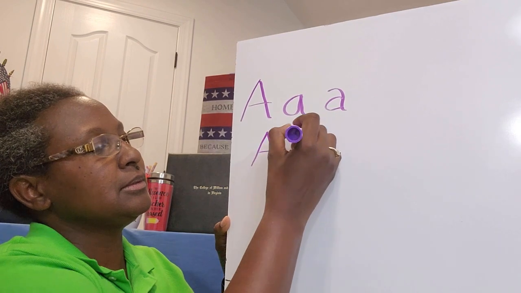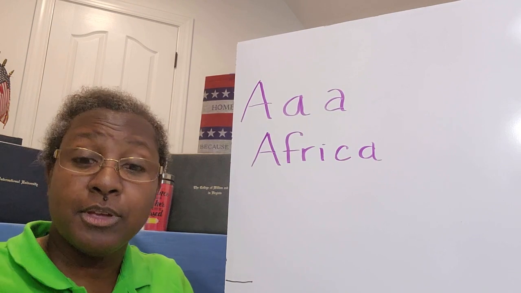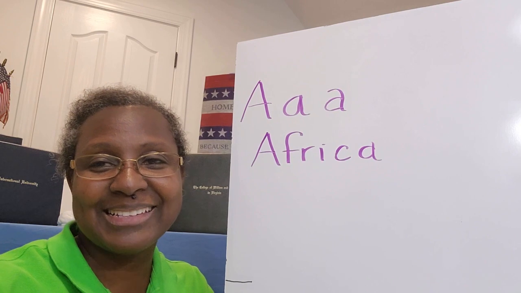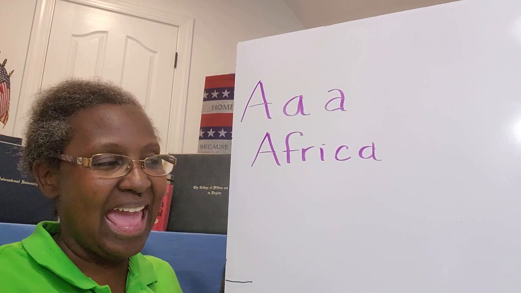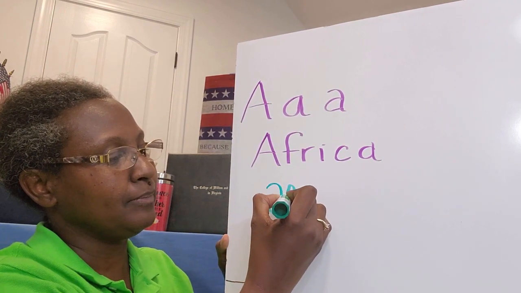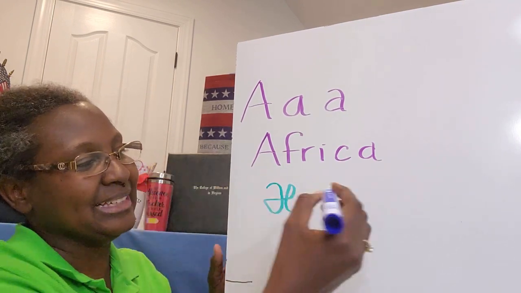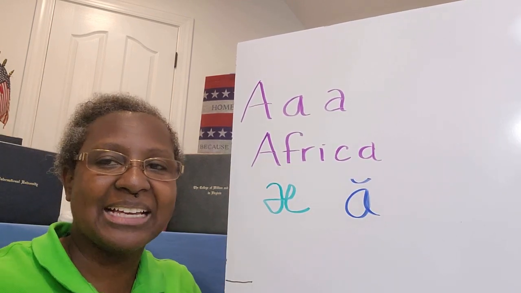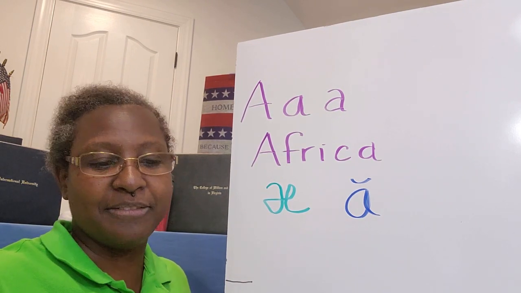Africa. Again, these are all words from the vocabulary list for USCIS. Remember, we had enslaved people who came to America from Africa. Africa. So that is the short vowel sound for the letter A. Africa.